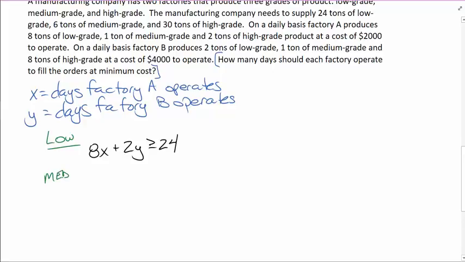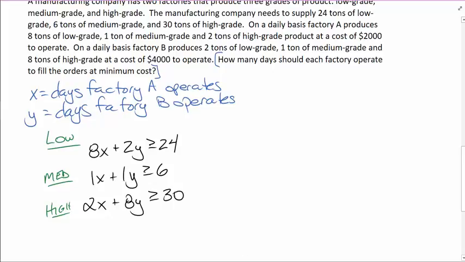Similarly, for medium, Factory A will give us 1 ton, Factory B will give us 1 ton, and we desire at least 6 tons. Finally, for the high grade, Factory A will give us 2 tons per day. The second factory will give us 8 tons per day, and we desire at least 30 tons.